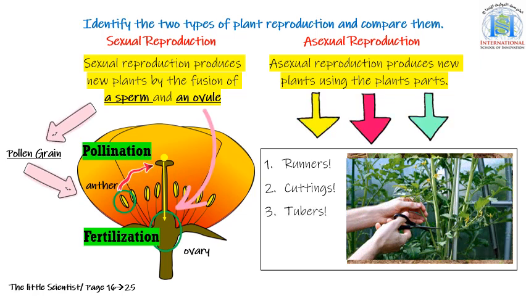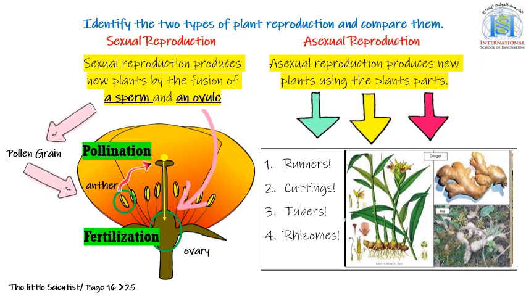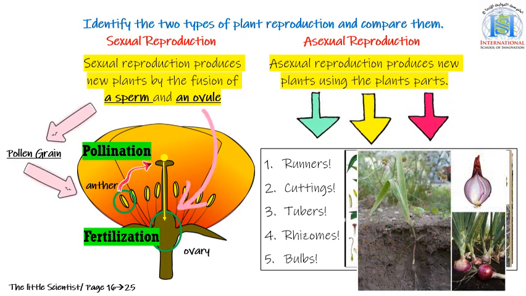The third one is tuber. The tuber is an underground stem that stores food, such as the potato plant. We have the rhizome. The rhizome is an underground stem that grows near the surface of the soil. An example is the iris plant, iris flower. The last one is bulbs. Bulbs such as the radish plant.